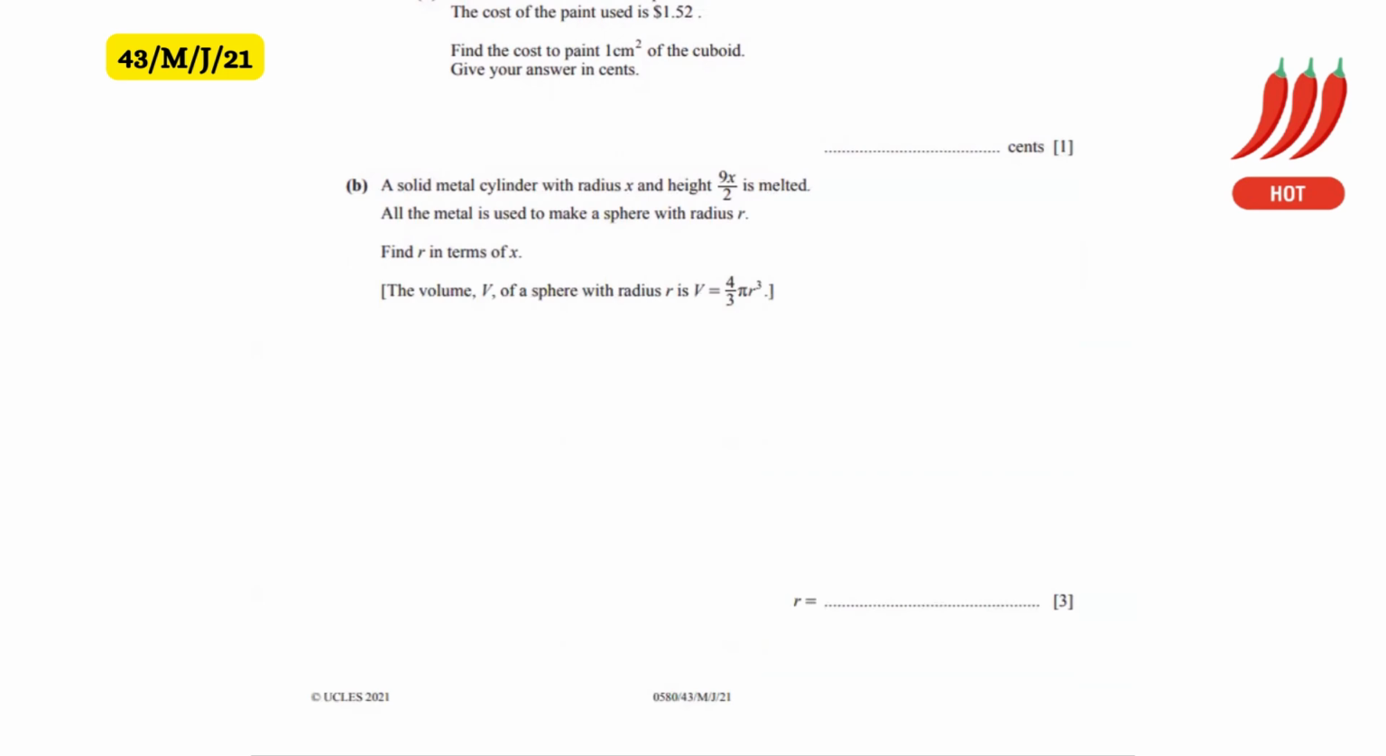Part B says a solid metal cylinder with radius x and height 9x/2 is melted. All the metal is used to make a sphere with radius r. Find r in terms of x. So a solid metal cylinder with the radius x and height 9x/2 is melted. So volume of the cylinder is going to be pi r squared times the height. So that's 9 pi x cubed over 2.